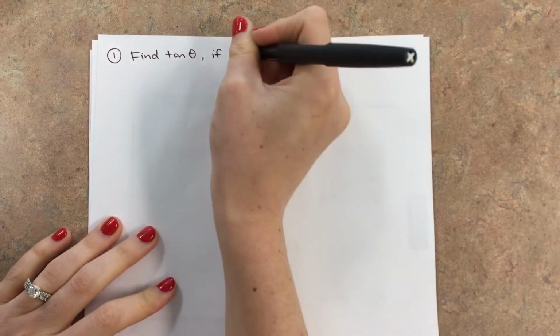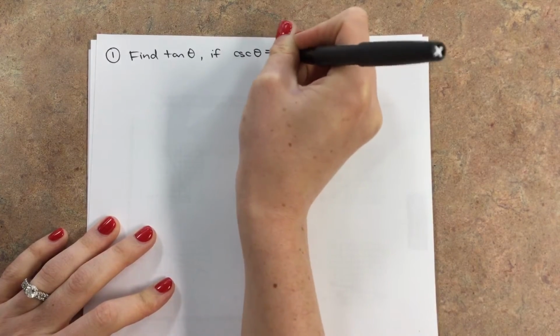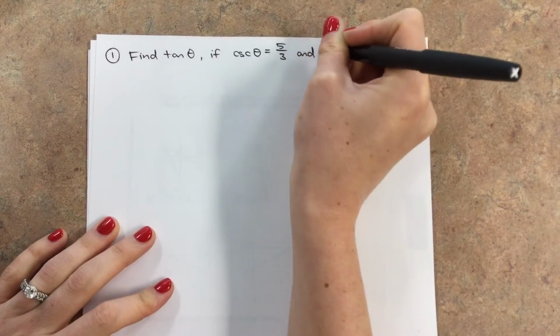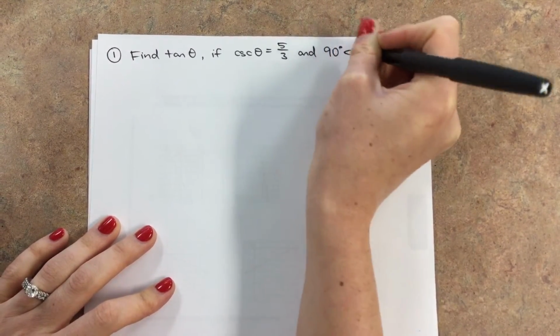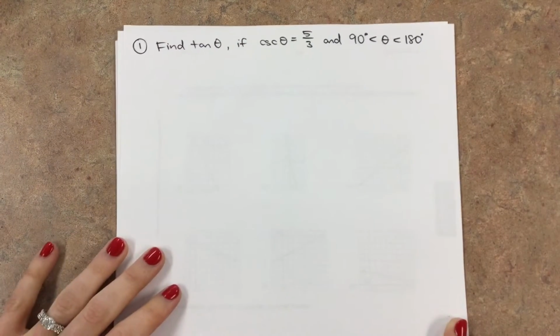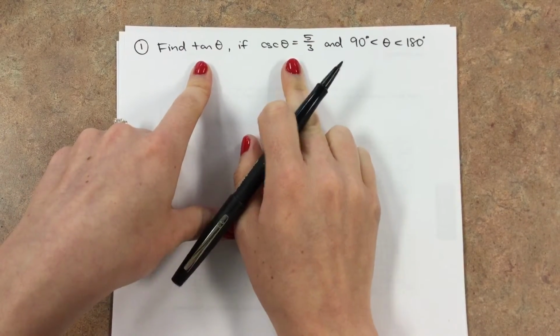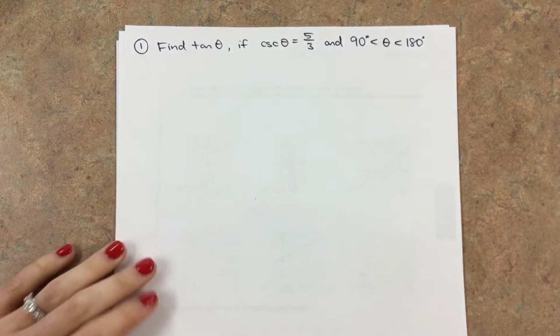So if cosecant is equal to 5/3, and you're in this quadrant. Okay, so you'll be given all of these pieces when you have one of these problems. You'll be told what to find, you'll be given one of the 6 trig functions, and you'll be given a quadrant. So here's what I want you guys to do.